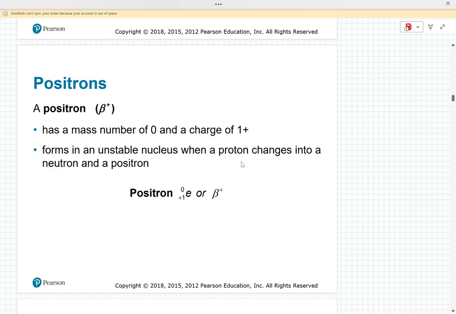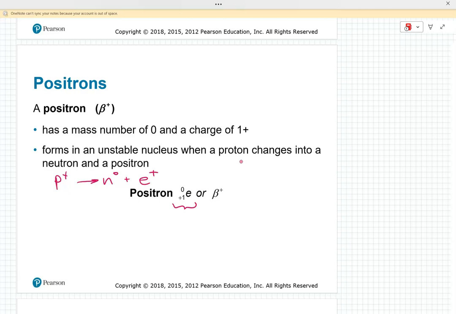Positron, kind of same idea, but it's like an electron but positively charged. So when is it going to happen? A positively charged proton changes into a neutron and a positron. Okay, I'm used to this kind of symbols, but this is fine too.